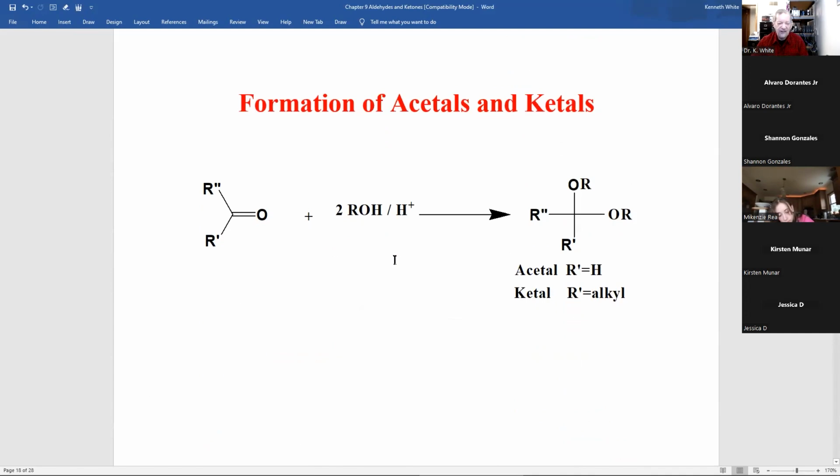Now, what happens if you take an aldehyde or ketone and react it with 2 molecules of an alcohol and acid catalyst? Now you form an acetal or ketal. This is one of the key reactions Mother Nature uses to make carbohydrates, the one before and this one. And later in the semester, we'll go through actual carbohydrate formation. Oh, it's fun.